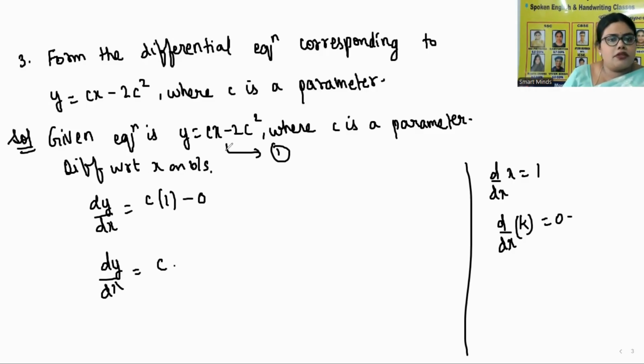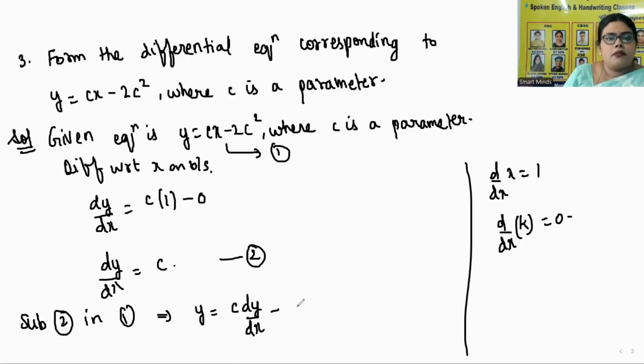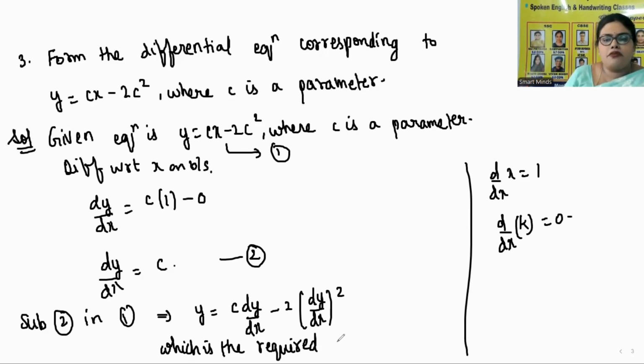Now in the given equation, wherever you have c, let us put dy/dx. So this is equation number 2. Substituting 2 in 1, what do you get? y = c dy/dx − 2(dy/dx)², which is the required differential equation. So very basic differentiation we have used here.